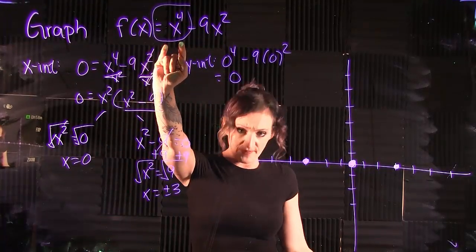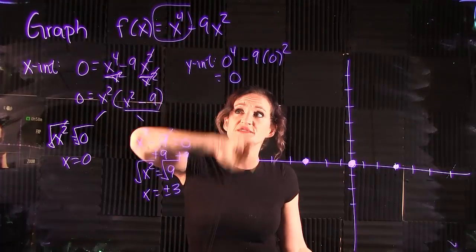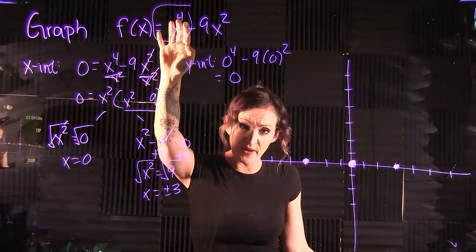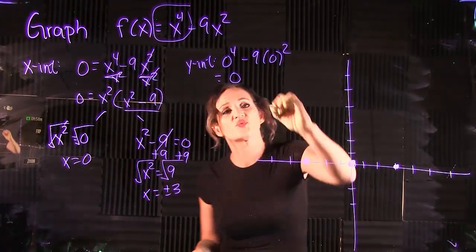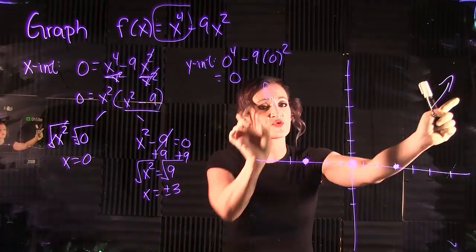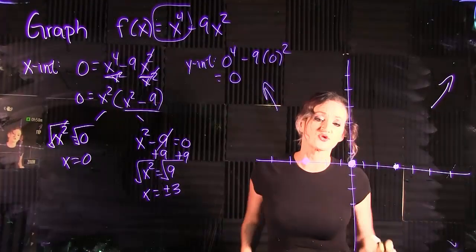You want to pay attention to whether it is positive or negative, and what the degree of it is. We have a positive function that has an even power. A positive function with an even power shoots off to the left and shoots off to the right in the positive direction. Rises to the left, rises to the right.